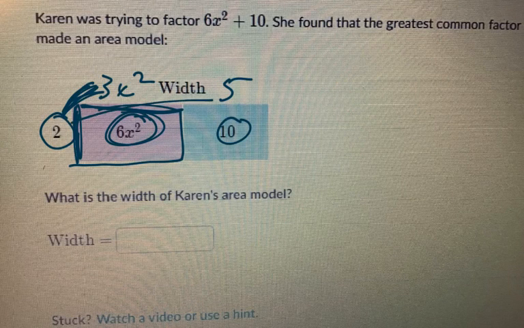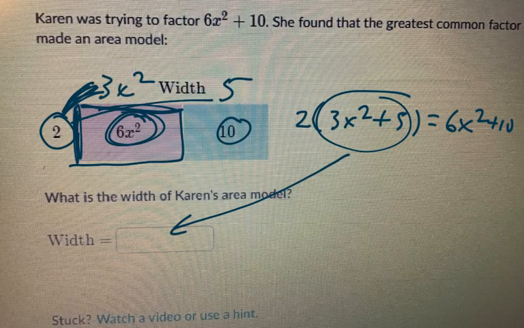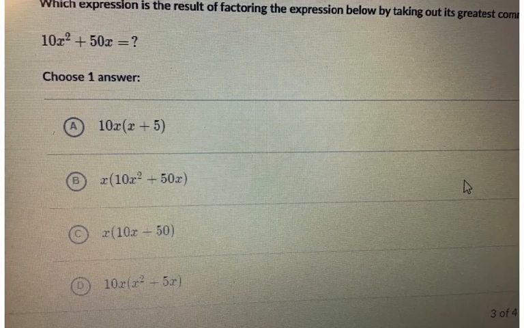So what we just figured out is if I do 2 times 3x squared plus 5, I get 6x squared plus 10. This is the width or your answer. Pause the video if you need to. Okay, let's do this one here.